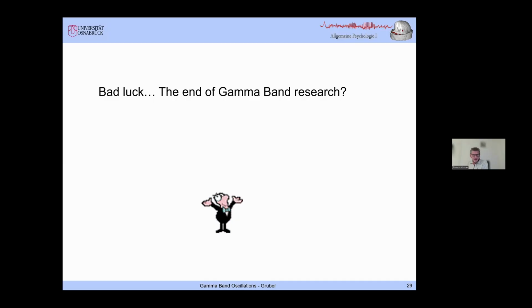If you look at the publications in the gamma band field after 2008, the field was basically dead. There were hardly any publications anymore, although it was such a hot topic. It was such a highly researched field. There were really hardly any publications anymore. So that's one solution: just do research on something else.